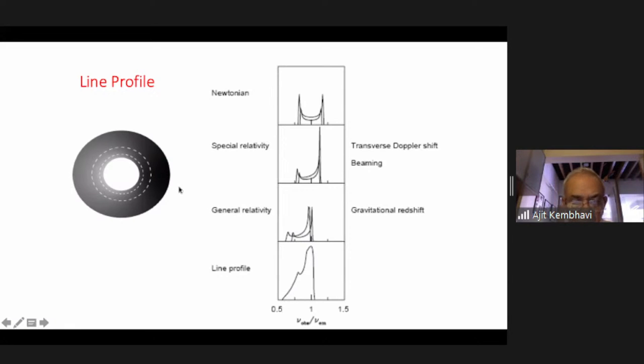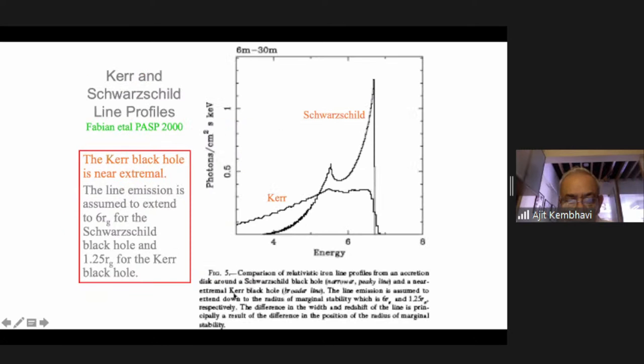The redshift depends upon how much it has formed. So the closer the innermost circular orbit is to the black hole, that is, the greater the spin of the black hole, the more will be the redshifted wing that you see. Okay, so these were the first measurements reported by Fabian and others in 2000. And you see that if it is a Schwarzschild black hole, then this is what you get. If it is a Kerr black hole, this is what you get.